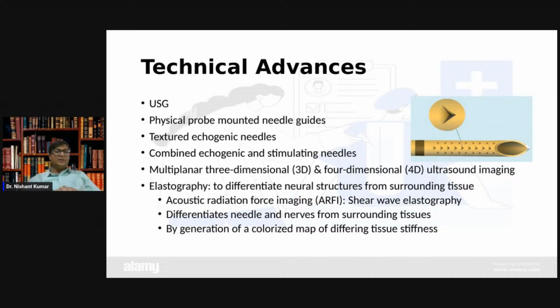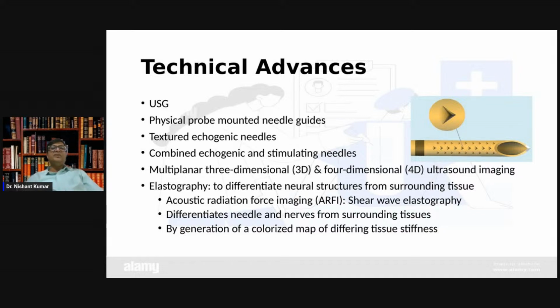ultrasound has made things very easy, but there was a study which showed that the actual incidence of nerve injury with the needle per se is very low, whether we use PNS or ultrasound, or even if we combine both techniques. So the idea is not to injure the nerve, and obviously ultrasound definitely helps in that.